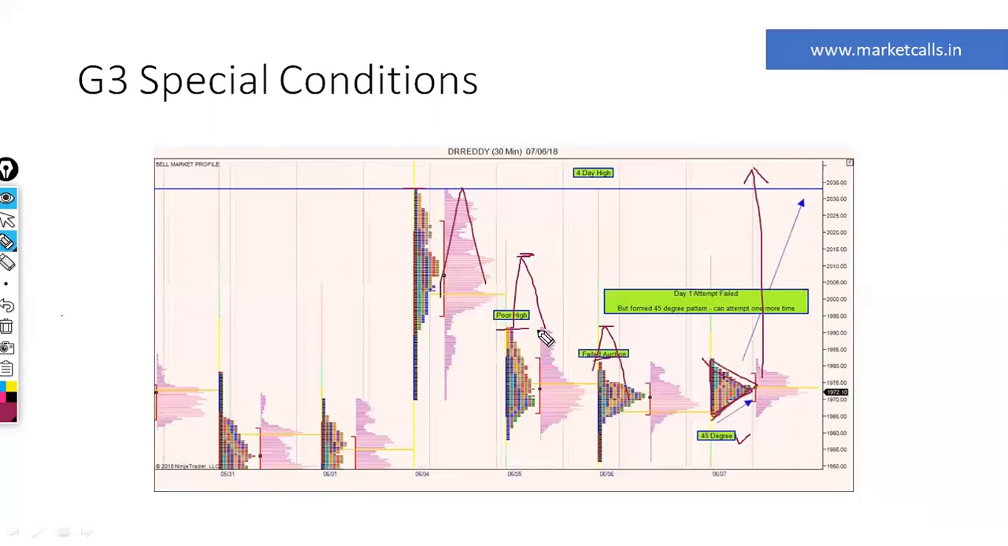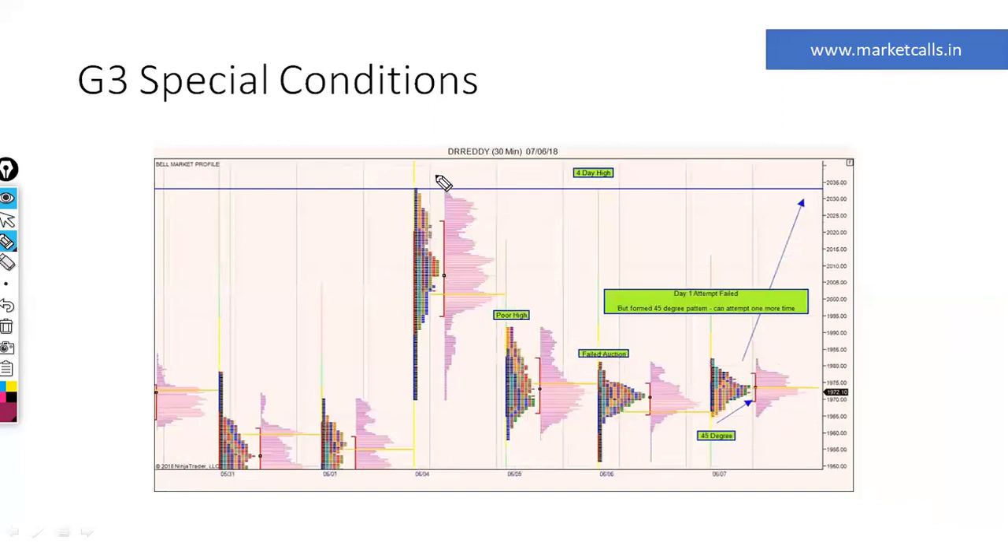Because you look into this context, there is a poor high, one more failed auction, and one more 45-degree line. All are showing that the 45-degree line is one form of inventory getting too short, where the sellers got trapped intraday. So in the short term, we can expect a short covering rally. That's what the 45-degree line represents. And the very next day, it went up.